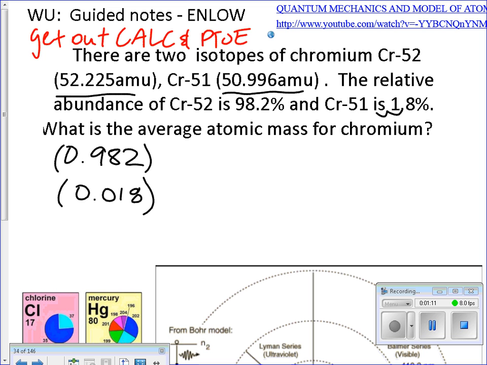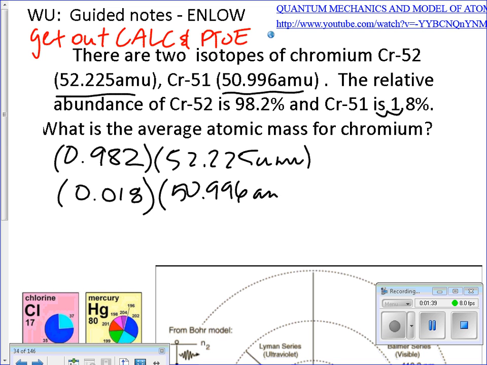You have to multiply the number by this percent, right? Okay. So we're taking the mass of each of these. So for the first one, the 52 is 98%. So 52.225 AMU. And then the other one is 50.996 AMU. Okay? So the second step, we're multiplying across here. Tell me what you guys get for the first one and then for the second one.